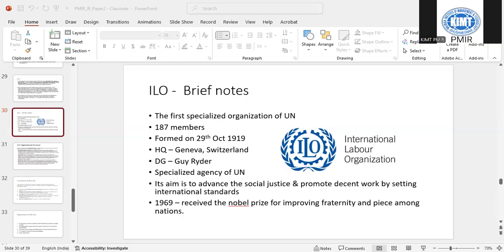In 1969 it received the Nobel Prize for improving fraternity and peace among the nations. ILO was given this recognition, this reward in 1969, for improving the fraternity and good relations between countries and nations.